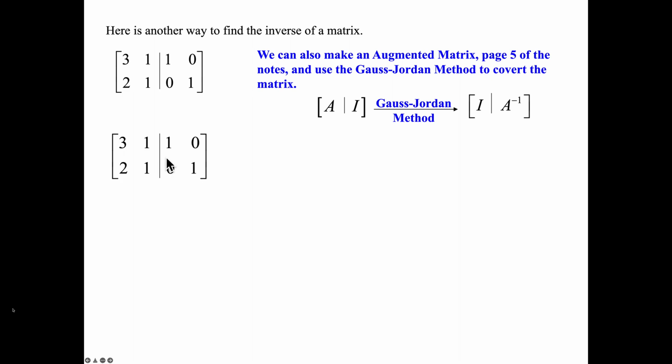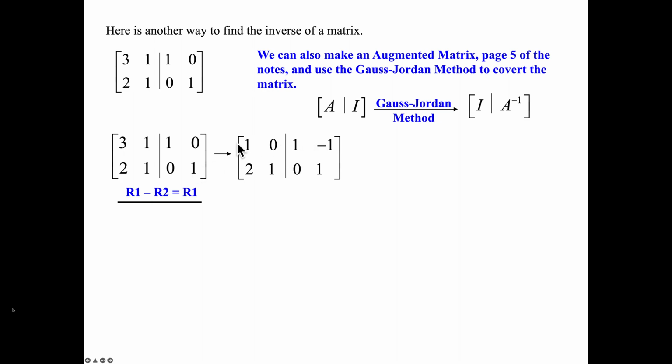All right, so let's get started. 3, 1, 1, 0, 2, 1, 0, 1. I need to make the 3 into a 1. Well, you could divide by 3, but I don't want to work with fractions, 1/3, 1/3. So look below the 3, there's a 2. Let's go 3 minus 2 and make that a 1 and replace the 3. So row 1 minus row 2 will be my new row 1. So 3 minus 2, 1. 1 minus 1, 0. 1 minus 0, 1. 0 minus 1, negative 1.